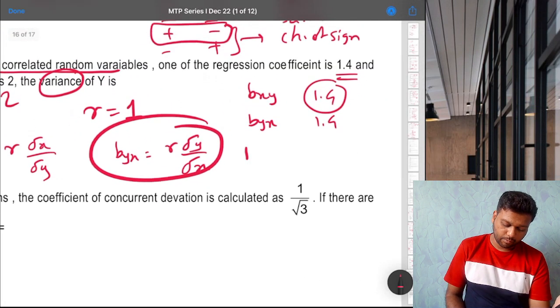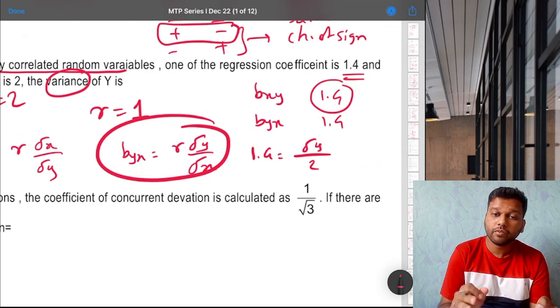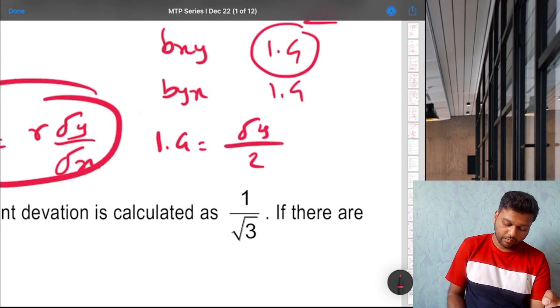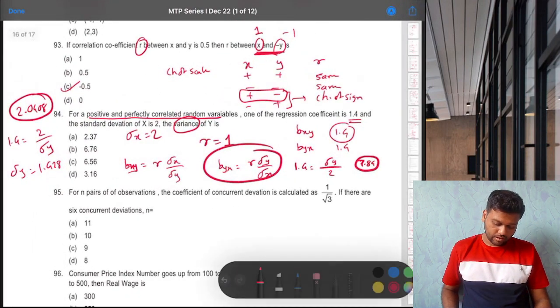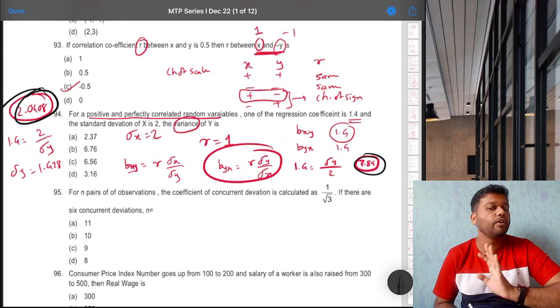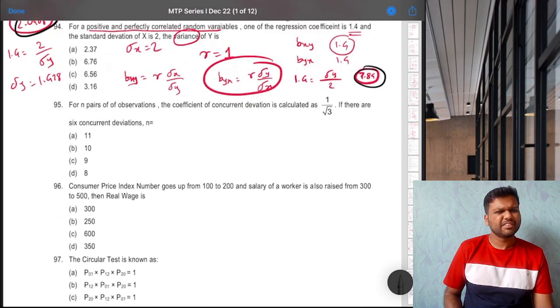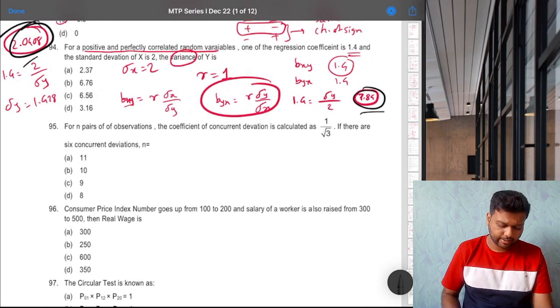If byx is 1.4, then again r is 1, and sigma y upon sigma x is 1.4. So sigma y will be 1.4 into 2, which is 2.8. If sigma y is 2.8, the variance will be 2.8 square, which is 7.84. Let's check which is in the options. 2.0408 is not in the options. 7.84 is also not in the options. So none of these is the correct answer. They have made some printing mistake in this question. Skip it. But either of these is the correct answer. If such a question comes, whatever is in the options, you can tick it.